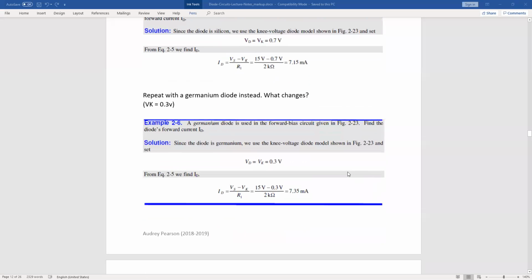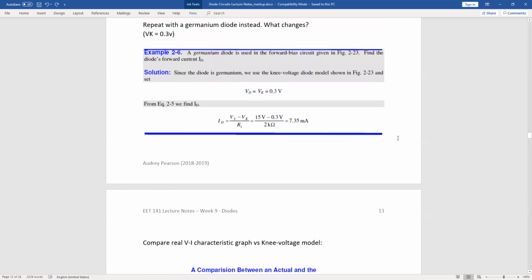So that should be done in this example right here. Yeah, so we have 0.3 volts instead, and that's going to give us a slightly higher current value. Instead of this 7.15 milliamps that we had for the silicon diode, we have 7.35 milliamps. So not a huge difference, but there is a difference.